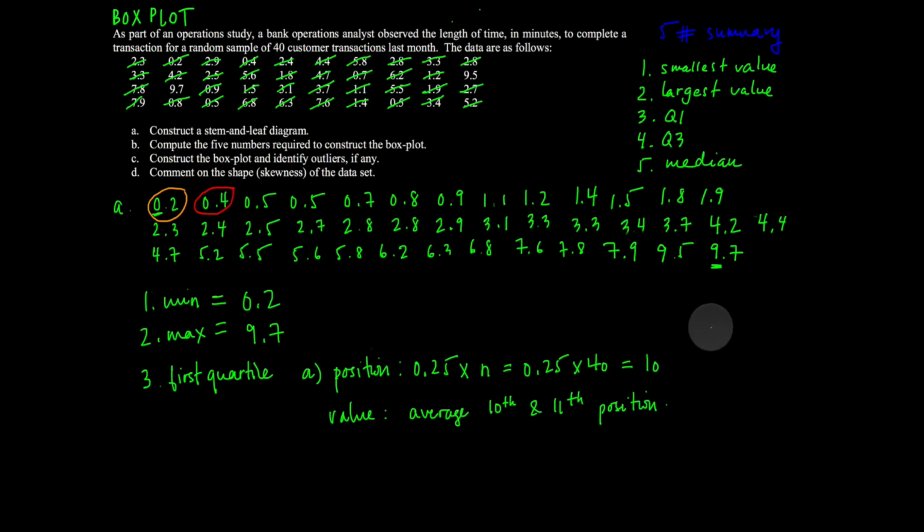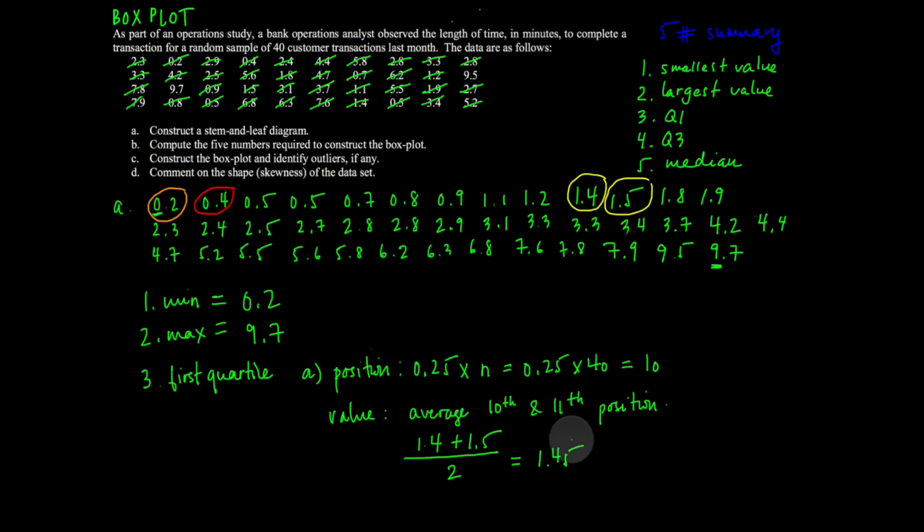Okay, so once again, my data is ordered. This makes it very easy to do. Let's go ahead and select those 2 values. So we have 1, 2, 3, 4, 5, 6, 7, 8, 9. So that would be 10 right here and 11 right here. So I'm going to take the average of those 2. So it's going to be 1.4 plus 1.5 divided by 2. So this is 2.9, I apologize. So this is going to be 1.45. Okay, so that is my first quartile value right here.